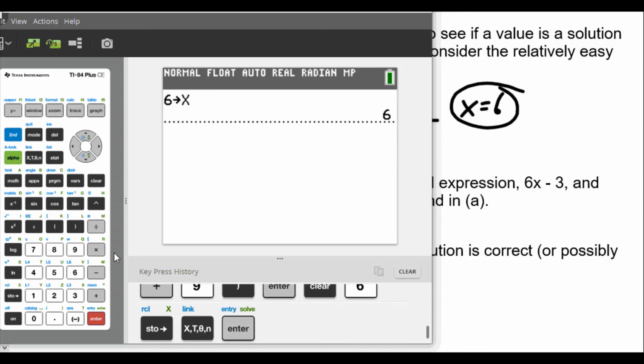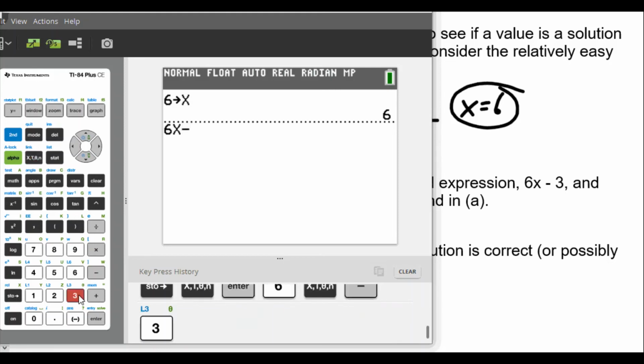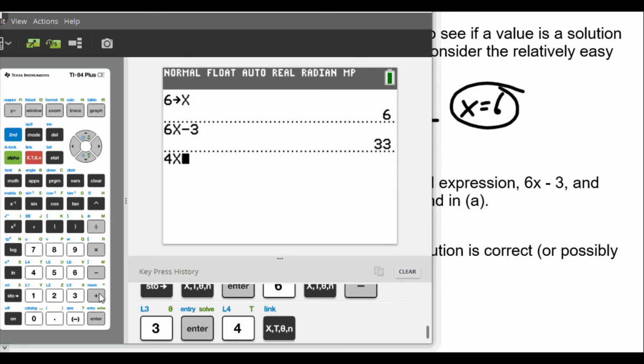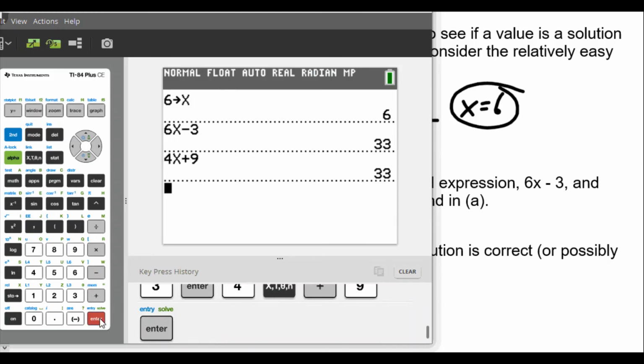Okay, now let's see if this works out. And how do I know if it's correct or not? Let's see. So let's type in 6x minus 3. So 6x minus 3, and we get the value of 33. Now the other expression was 4x plus 9. So type in 4x plus 9, and we're going to get 33. And so now we know this works out fine. Now that we got the right answer.